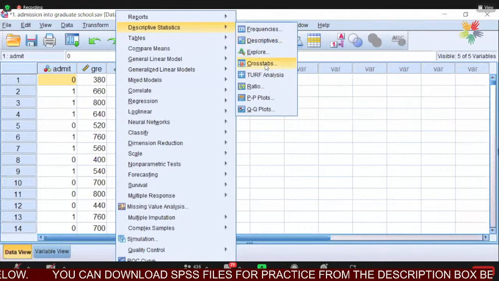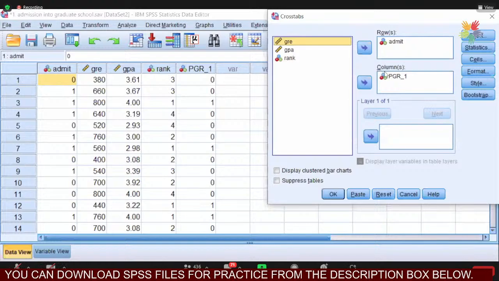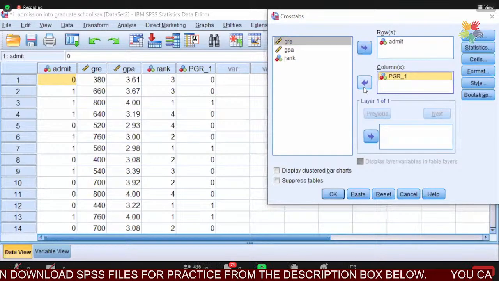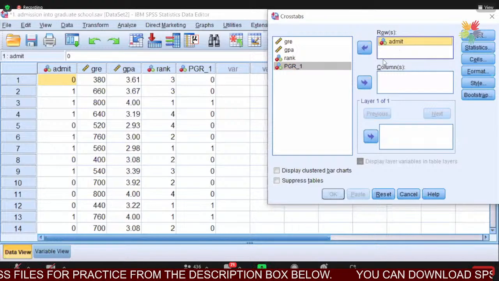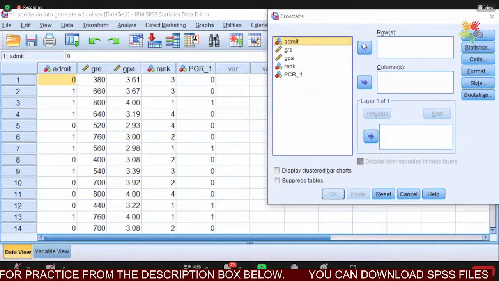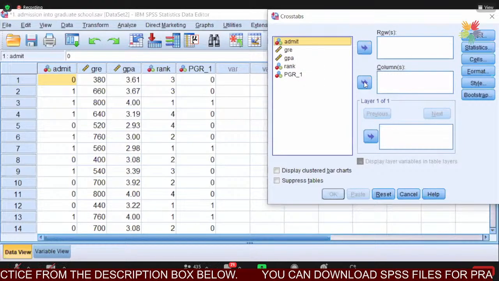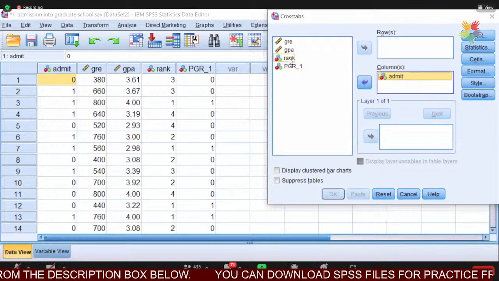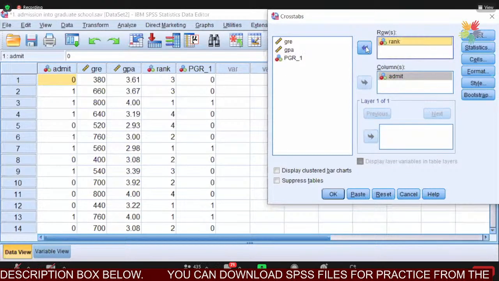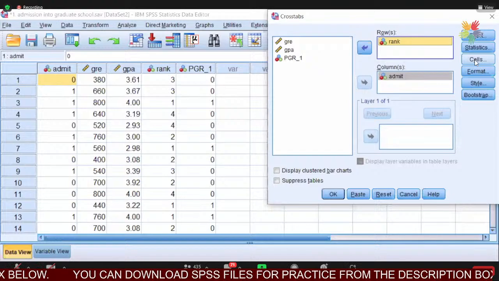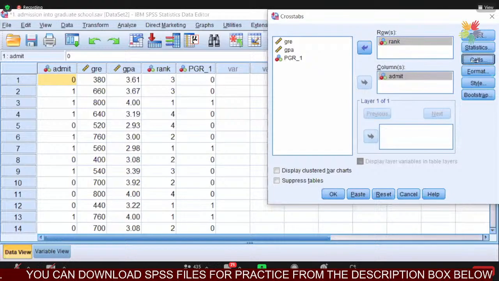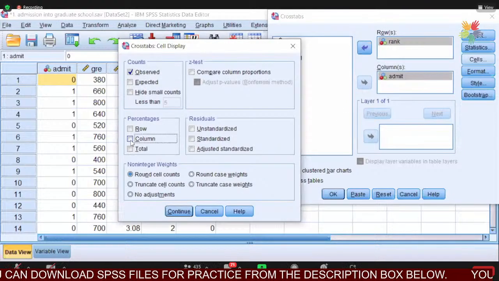Descriptive statistics, cross tabulation, right? Put admitted into the row, and the rank into the column. We'll put the column percentage. Cells, column percentage, right?